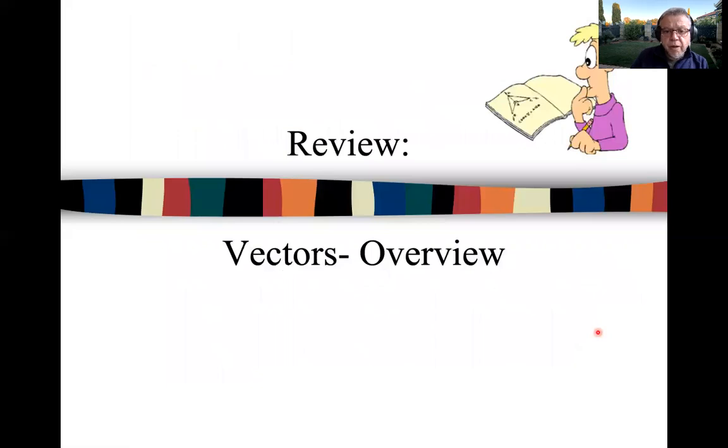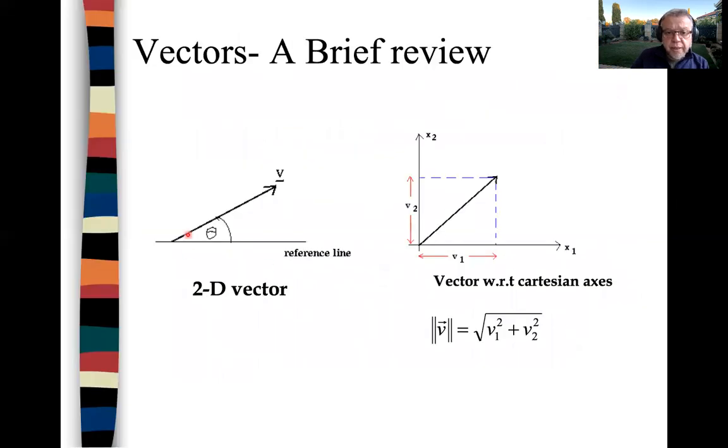Okay, a review also of vectors, because we would need that. So again, you have a 2D vector in this case, which has a magnitude and an angle. You can define it in the Cartesian axis. This is the polar representation of this vector. You can also represent it by its components.